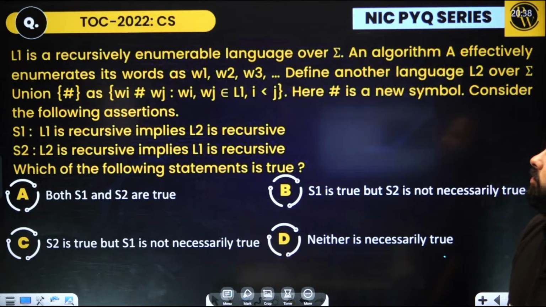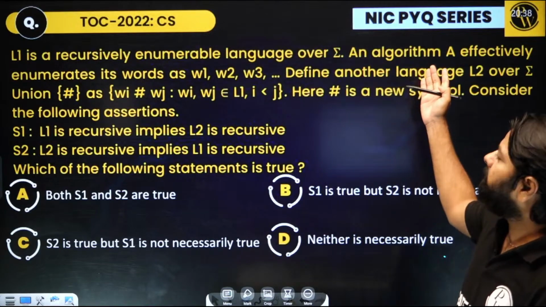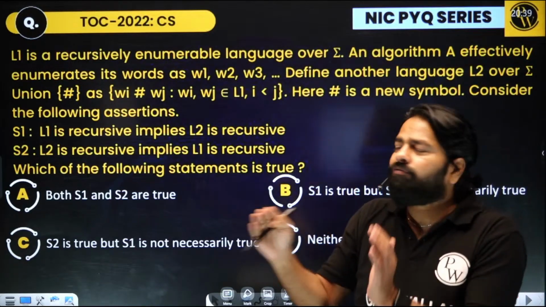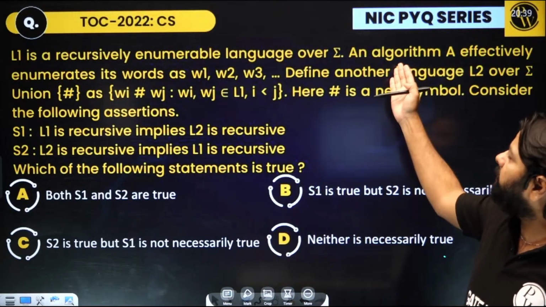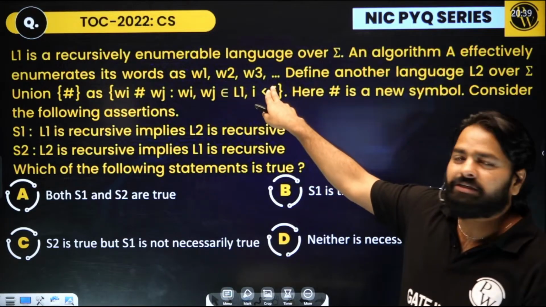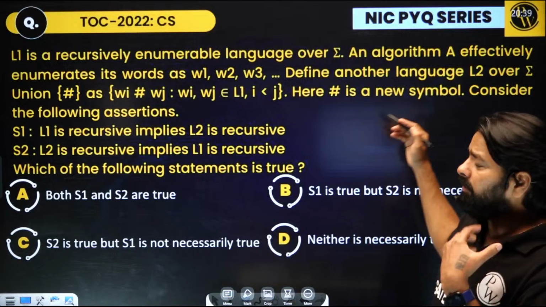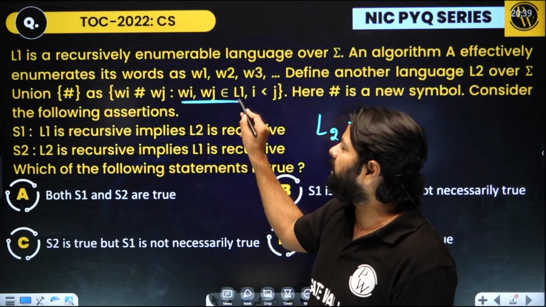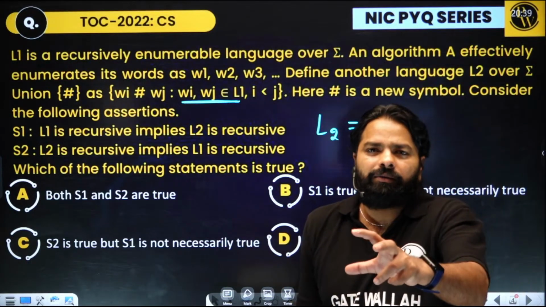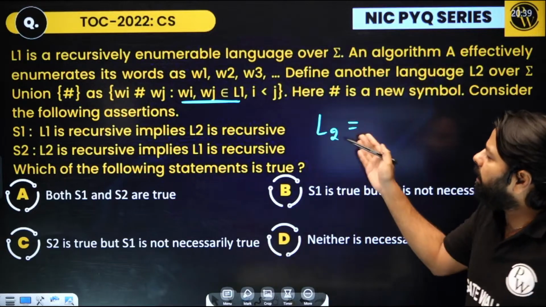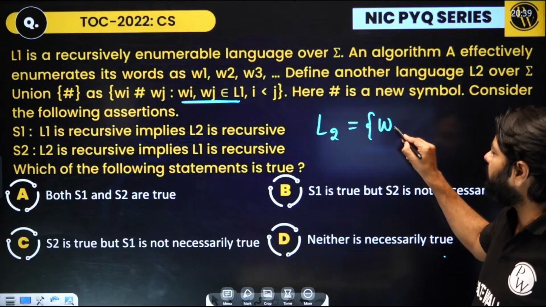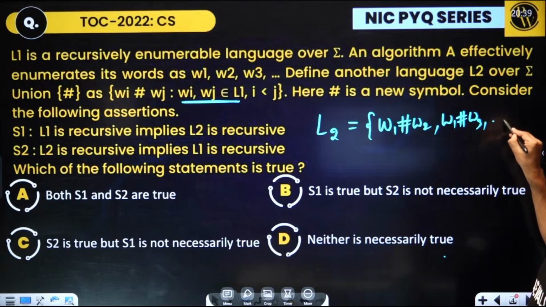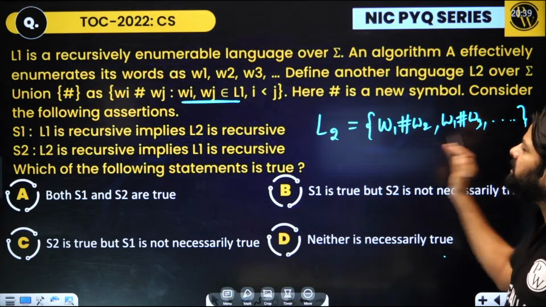Okay. So what is the meaning of this one? You have an algorithm that can effectively enumerate the words W1, W2, W3. That means that set of strings will be a recursive language. So there is an algorithm A to generate the language which has the strings W1, W2, W3 and so on. There is another language L2 which is going to depend on L1. You can see the strings which I have taken from L1, but L1 already has an algorithm because L1 is a recursive language. Now the question is L2, which you form like this: W1 hash W2 and W1 hash W3, and similarly W2 hash W3 and so on. And this L2 is given to you.